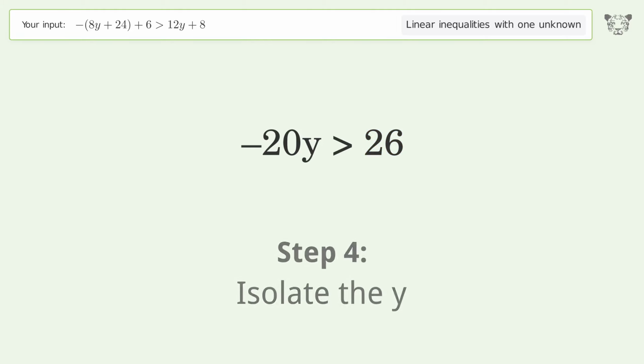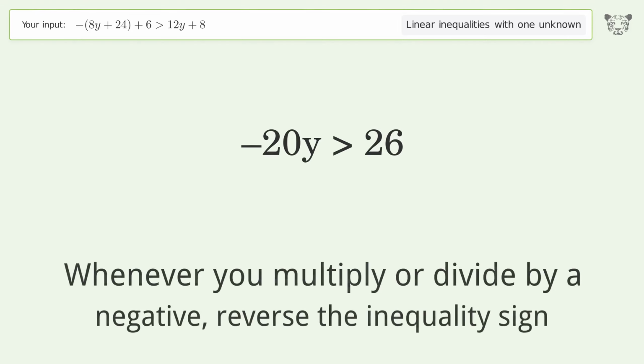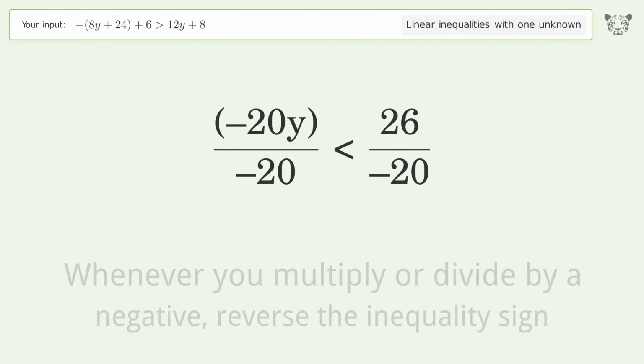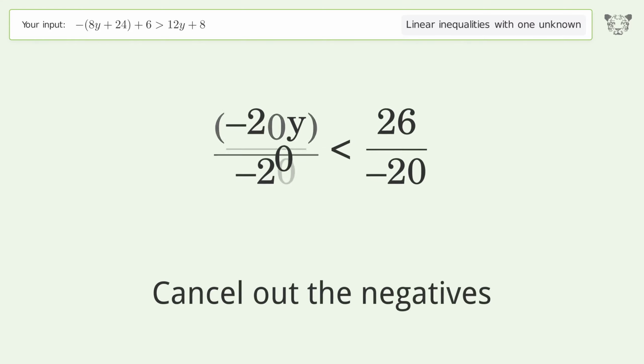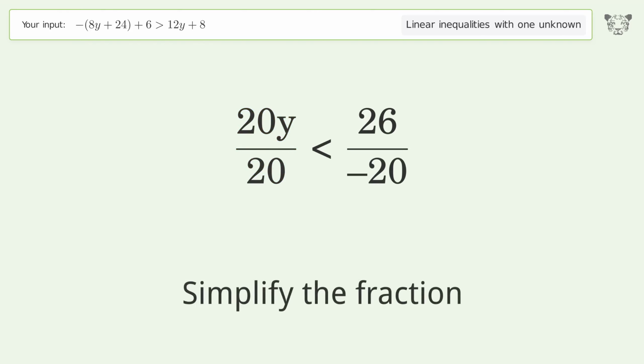Isolate the y. Divide both sides by -20. Whenever you multiply or divide by a negative, reverse the inequality sign. Cancel out the negatives. Simplify the fraction.